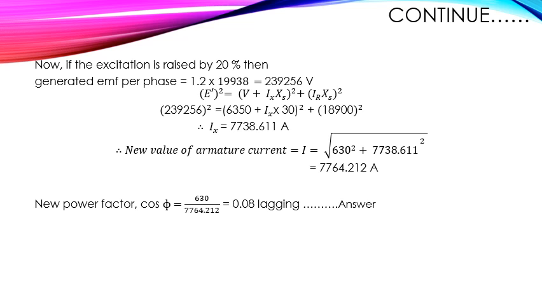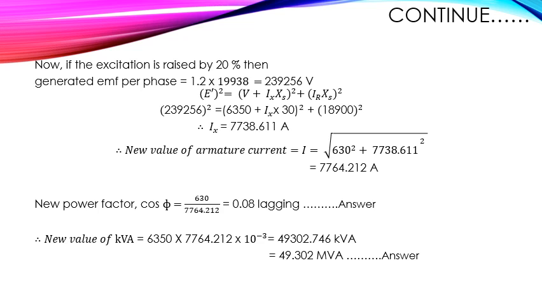Then using that we can find out the power factor, because we know that the in-phase component of current is equal to I cos phi. So IR is equal to I cos phi. IR is what? 630 ampere. That is the calculated value, and that's why the power factor can be calculated as IR by I, right? So IR is 630 ampere, and I is 7764.212 ampere. So take the ratio of this, then we will get the power factor, and that is 0.08. And this is an inductive circuit, so we can say that the power factor is lagging.